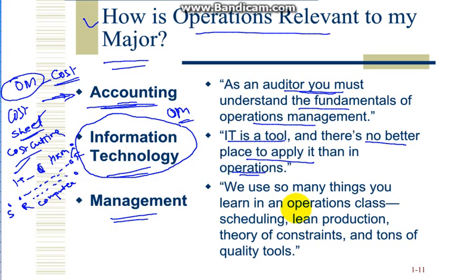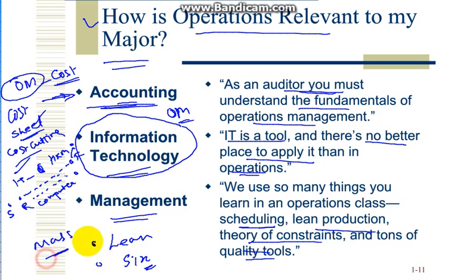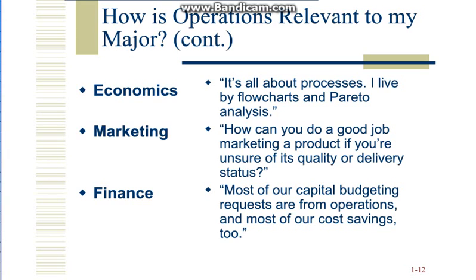As far as management is concerned, there are processes like scheduling, lean production, theory of constraints, and tons of quality tools. These lean production techniques and Six Sigma technology, all these techniques for mass production, are possible due to this. These things are required for management so that they'll be able to perform well. So the management people need to have a good set of knowledge of this, so that they can produce better results as much as possible.